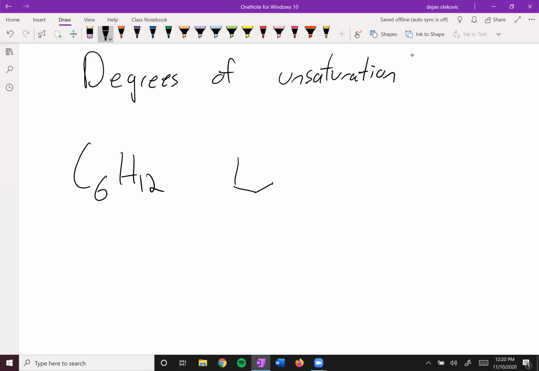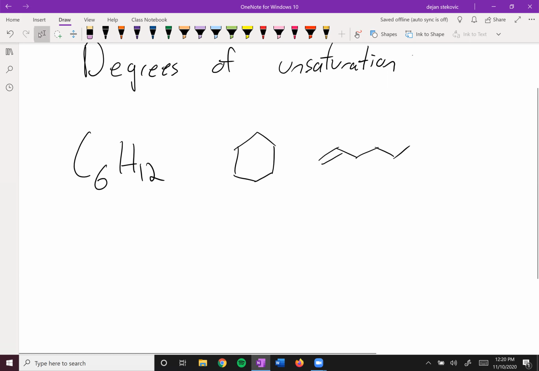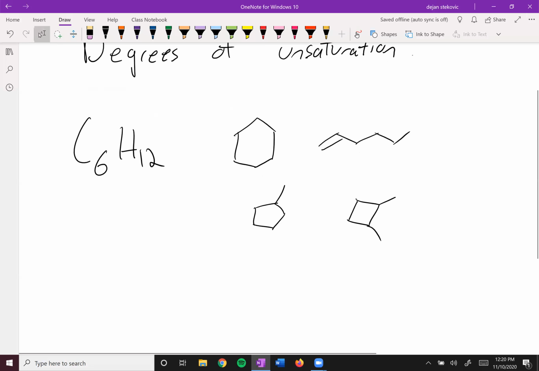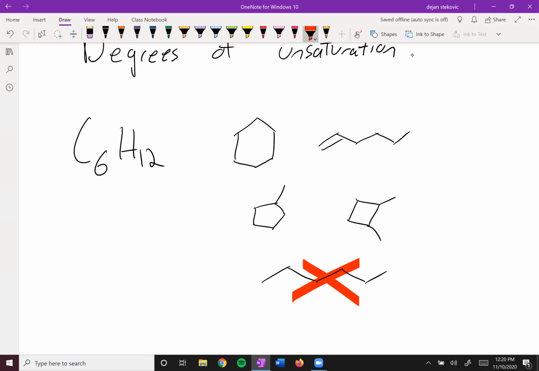For example, you could draw cyclohexane. You could draw cyclohexene, where the double bond can be in any one of these places. You can draw a cyclopropane with a methyl, or you can draw a cyclobutane with two methyls. However, if you try to draw just regular hexane, while that has 6 carbons, it does not have 12 hydrogens. This formula would actually be C6H14, right?